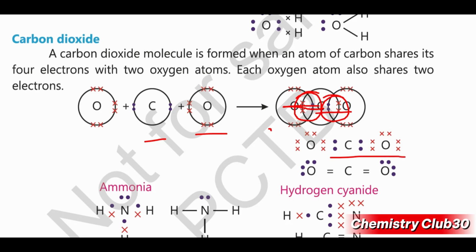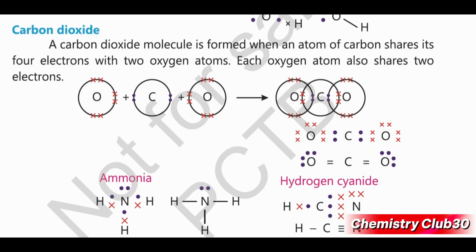The electron dot and cross formula is given here for both double covalent bonds, and these 4 electrons also represent a double covalent bond, which can be shown by these double lines.